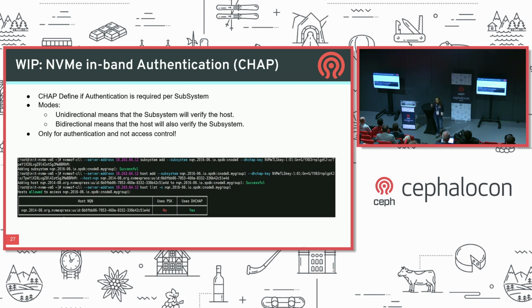So we have 2 types. Unidirectional means we only authenticate the initiator, and bidirectional means that the initiator will also authenticate the target, the gateway. But again, this is not access control. For access control, you need to use subsystem and namespace masking. This only makes sure that when an initiator connects, it's really the initiator. The moment it connects, it can access whatever the access controls allow.